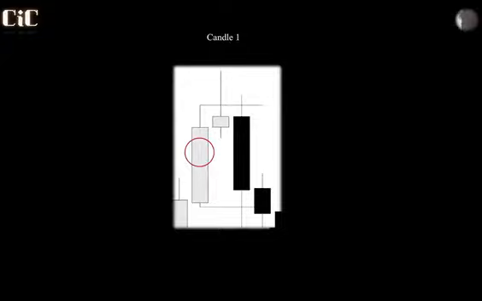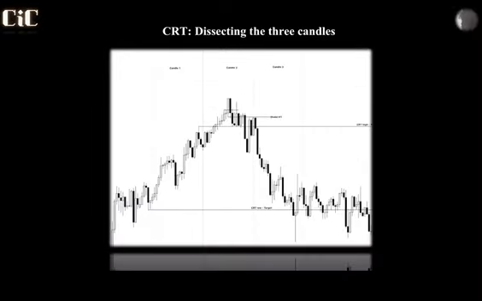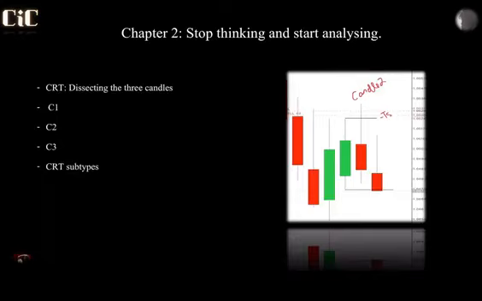Bearish CRTs are usually bullish candle number 1s, and vice versa. Bullish CRTs usually have a bearish candle as candle number 1. Go back and investigate that. Here, I'll give you a sneak peek. This is a bearish CRT, and it's a bullish candle, and vice versa, right? See this bullish CRT? It was a bearish candle.